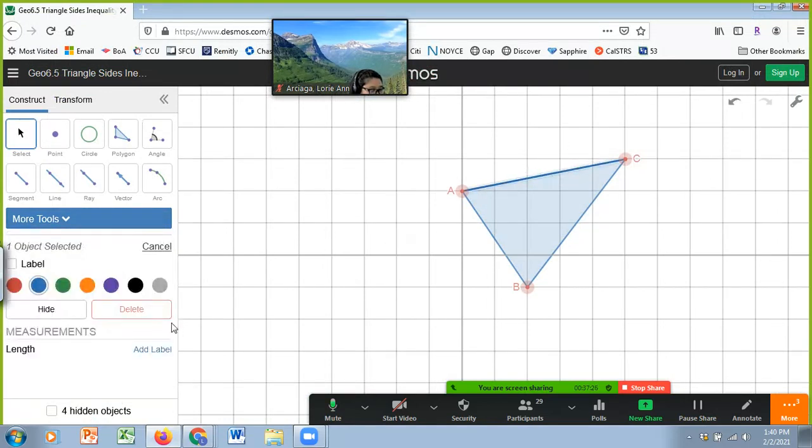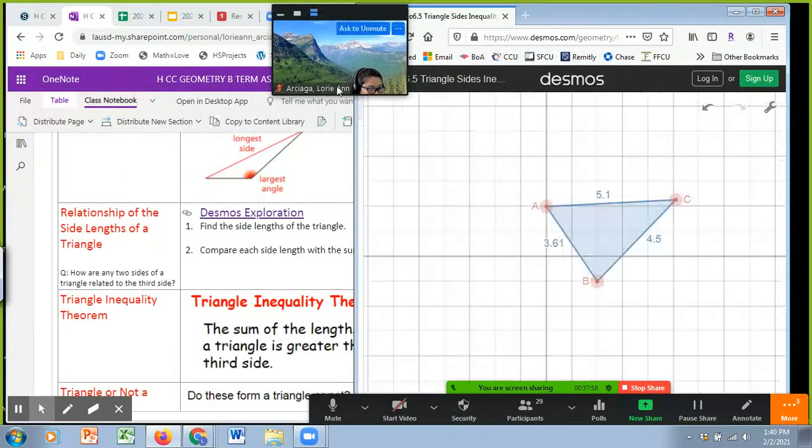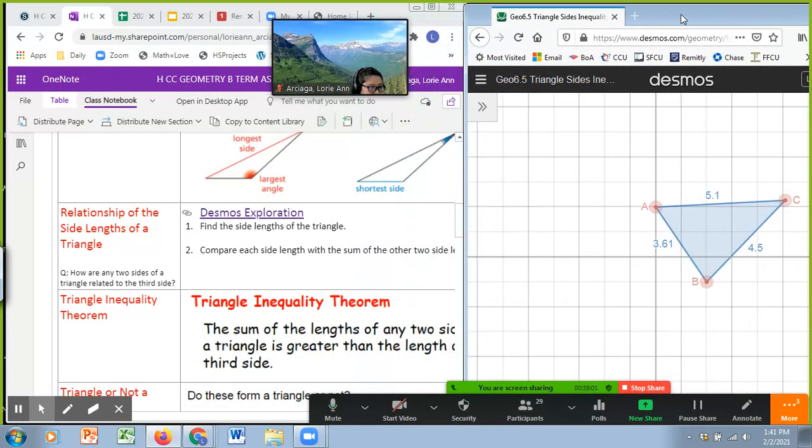So click on the side, add label, click on the side, add label. That was pretty close. Add label. I'm trying to make them whole numbers, but I can't. Well, that's okay. All right, so here we go.